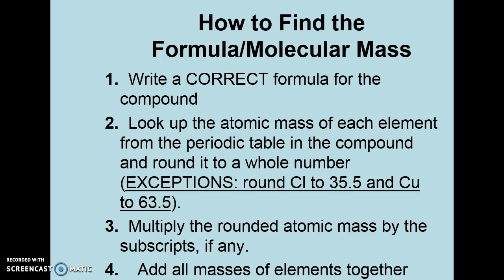There are a couple of exceptions that aren't really close enough to whole numbers for rounding, so we're going to keep chlorine to 35.5 and copper to 63.5, but everything else can be rounded to a whole number. Then we're going to multiply the rounded atomic masses by subscripts and add all the masses of the elements together.